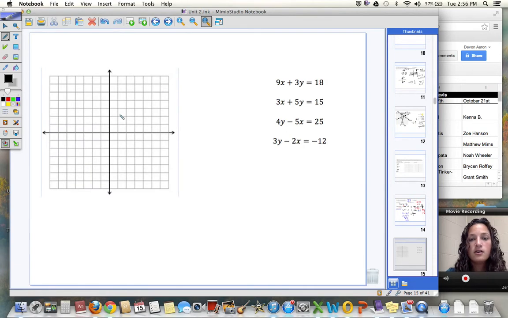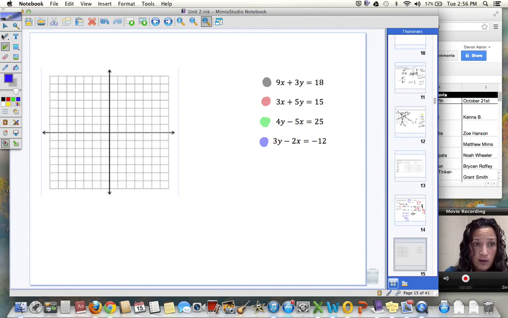Okay. So what I want us to do is graph each of these in a different color, so that way we know. The first one, I'm just going to put a mark. This is going to be my black one. This is going to be my red one. This is going to be my green one. And this is going to be my blue one. If you wanted to, you can label them like L1, L2, L3, L4 like last time if you don't have colors.